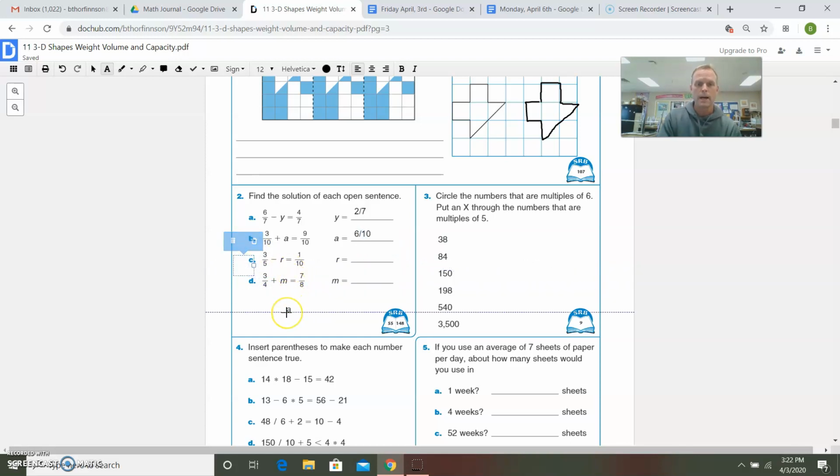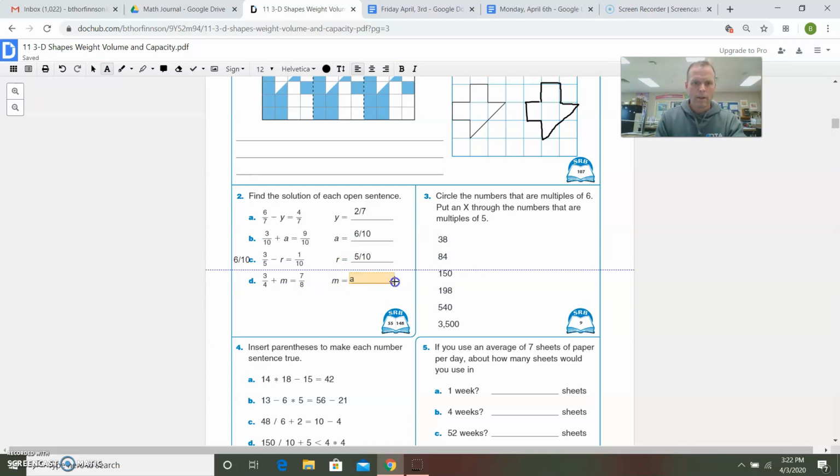And remember, whatever you do to the bottom, you have to do to the top. Well, 5 times what is 10? 5 times 2 is 10, so we're going to multiply the 3 times 2 and get 6. 5 times 2, 10, so 6 tenths. So if we look at that now, 6/10 minus what gives me 1/10? Answer is 5/10, or 5/10 is the same as half.